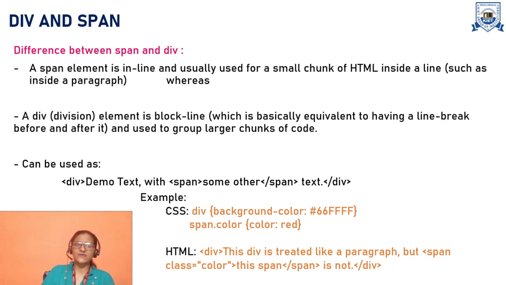Basically, the difference between the div and the span, we will consider with an example also. A span is basically inline and usually used for a small chunk of HTML inside a line, such as inside a paragraph. Whereas the div, for division, is a block-level element, which is basically equivalent to having a line break before and after it, and it is used to group a larger chunk of code. This is the basic difference between the span and div. Span is for a small chunk of HTML and div is used for a larger chunk of code.